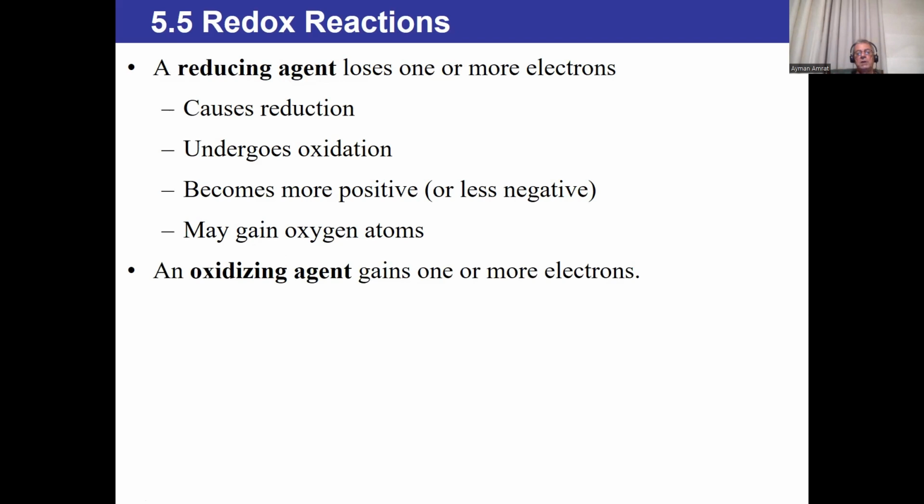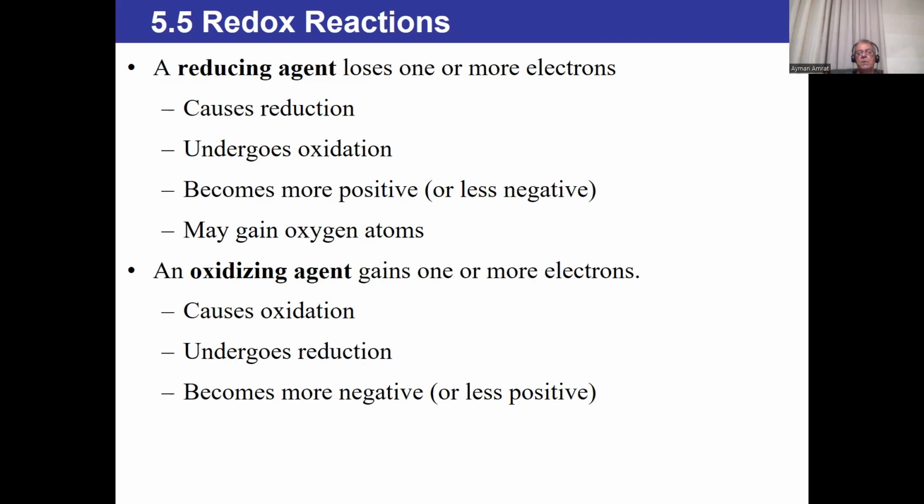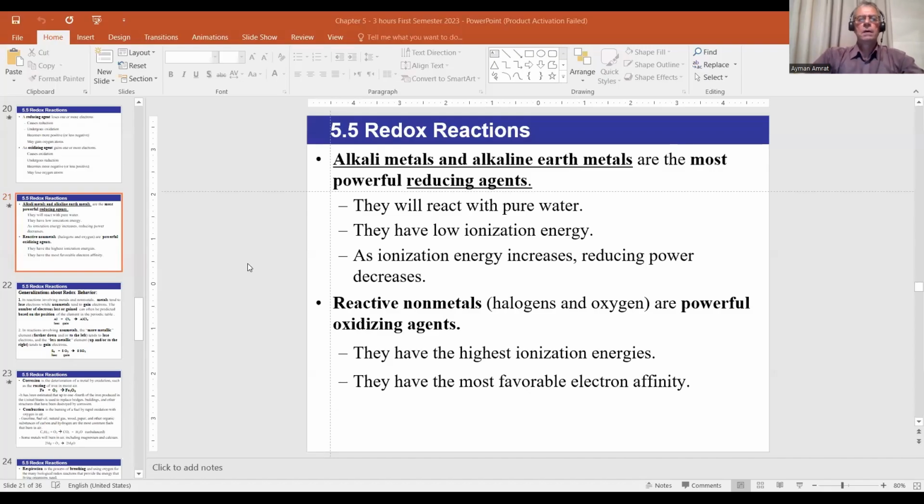An oxidizing agent gains one or more electrons, causes oxidation to others, undergoes reduction, and becomes more negative or less positive. Sometimes, in the old definition, it loses oxygen atoms. Alkali metals and alkaline earth metals, group 1A and group 2A, are the most powerful reducing agents.